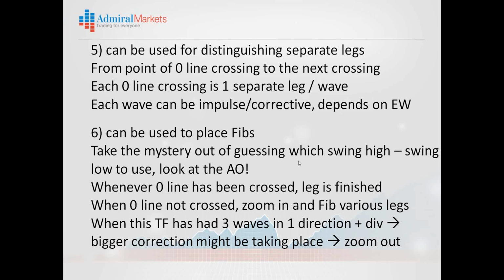Also, the AO can help with the fib placement by showing where the swing high and swing low are, and we know that by looking at the AO readings from the 0 line. Then you know that this is one swing high, swing low, and you can place a fib on that.